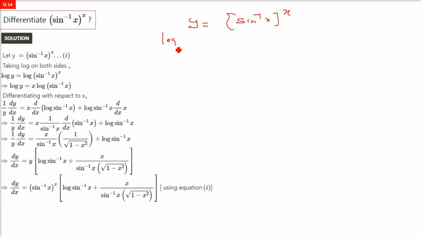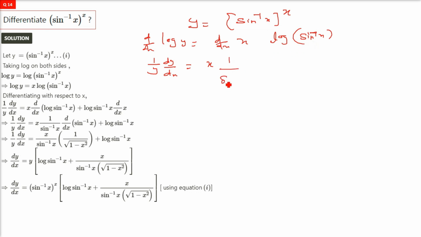Now take the log: log y is equal to x comes in front, so x log sine inverse x it will be. Now you differentiate both the sides. 1 by y dy by dx, I am doing on both the sides. So 1 by y dy by dx is equal to x, let us take outside, log sine inverse, so 1 by sine inverse it will be, and differentiation of sine inverse x will be 1 by under root 1 minus x square, plus, now log sine inverse x you have to take outside, derivative of x is 1.